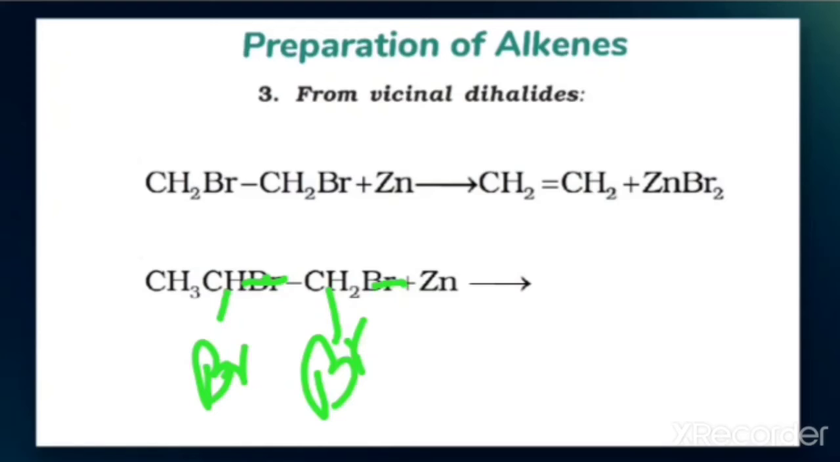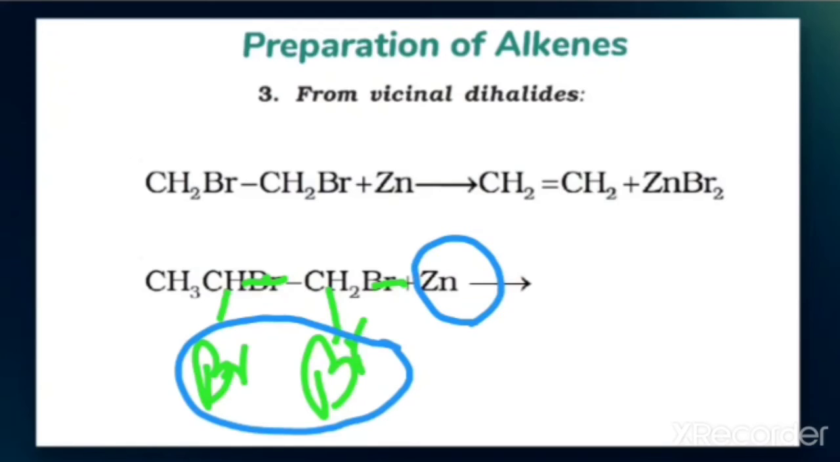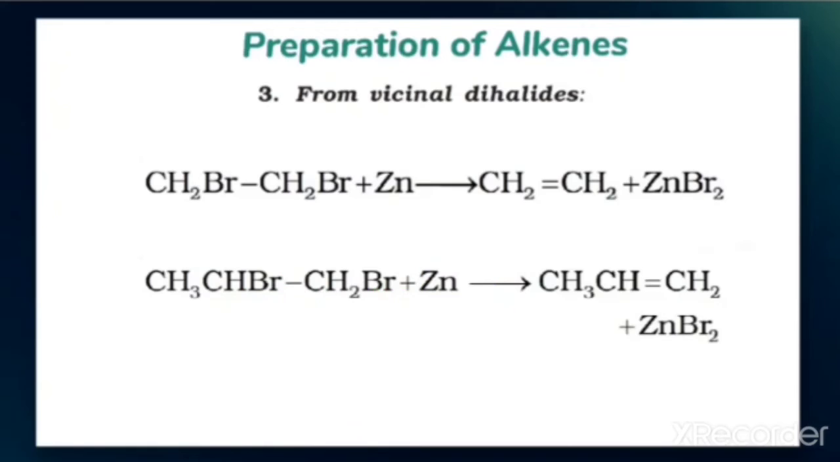So how can you frame the product? Remove these two Br with one Zn and keep a double bond between these two carbons. Which two carbons? The two carbons from where you have removed the Br, only between those two carbons the double bond is formed. So what product do we get? We get the product like this.